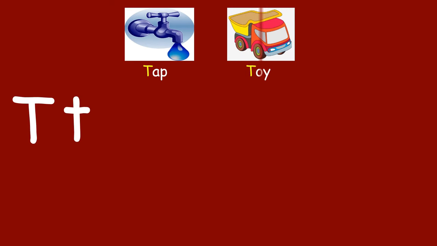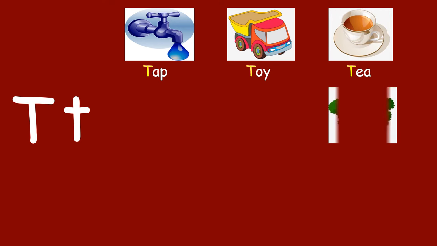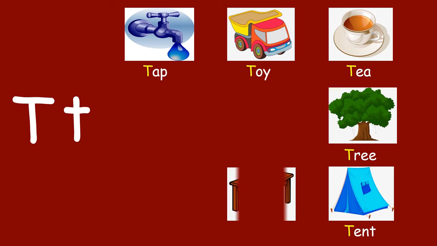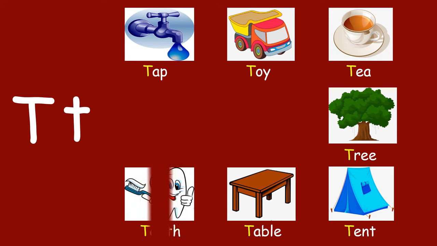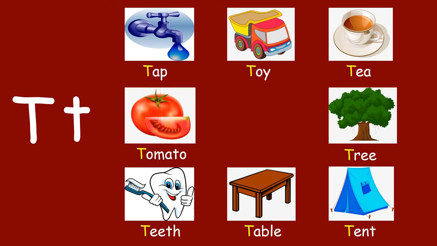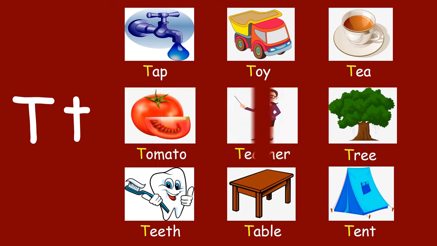The next letter is T. Sound of this letter is T. Tap, toy, tea, tree, tent, table, teeth, tomato, teacher.